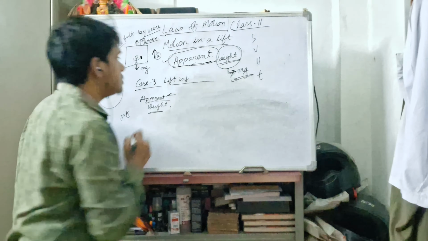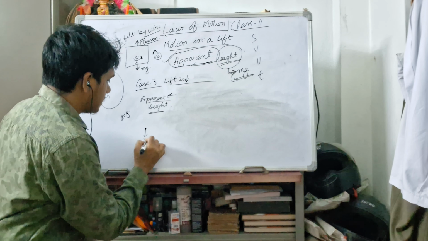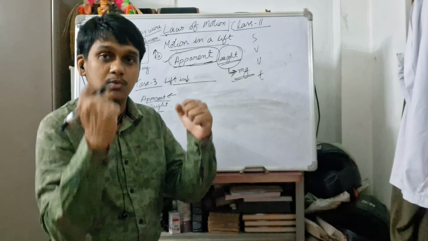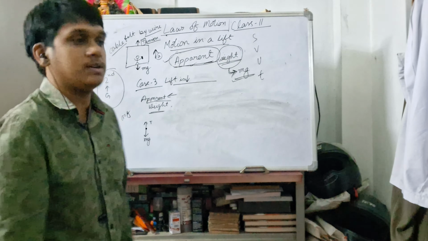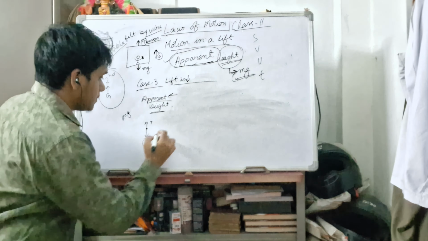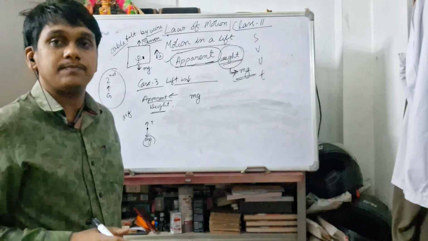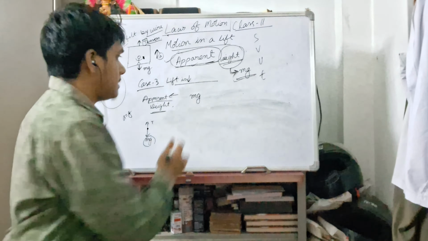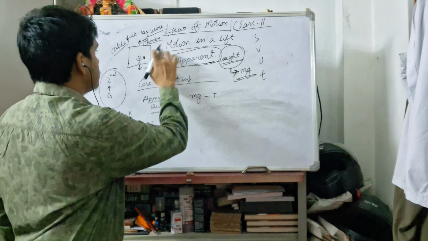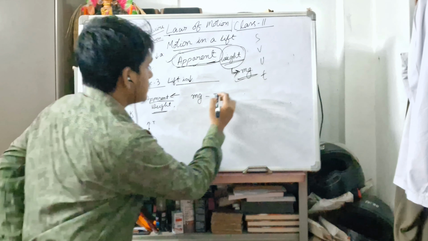Now which one is larger? mg is acting downwards, T is acting upwards. Which one is more powerful to bring it lower? mg is more powerful, so mg must be greater. We subtract the lower one from the higher one. mg is higher, then the lower will be T. And now this is going downwards, so mg minus T equals ma.